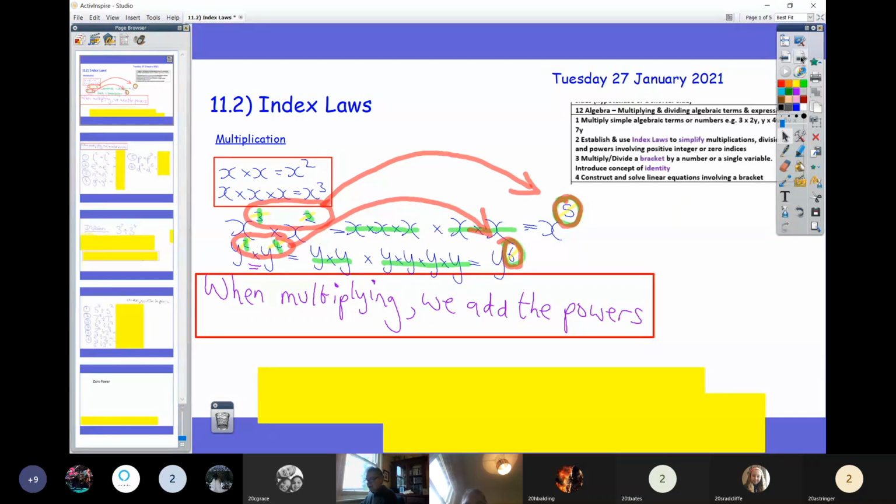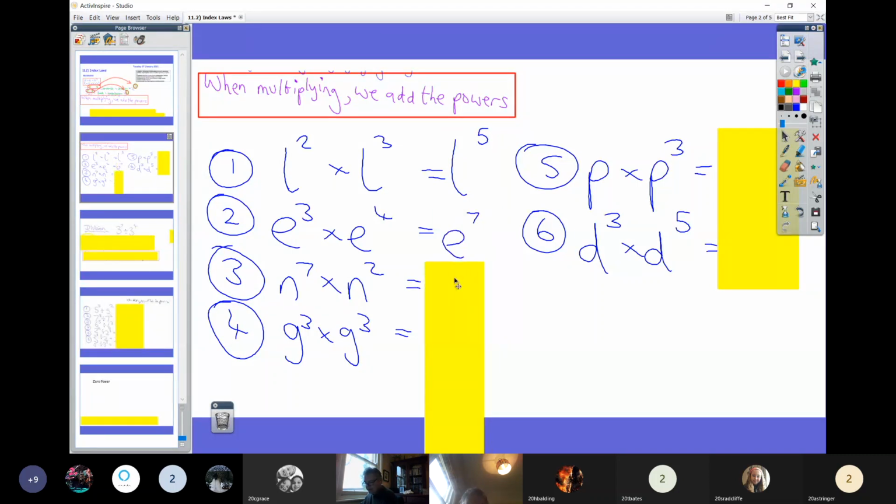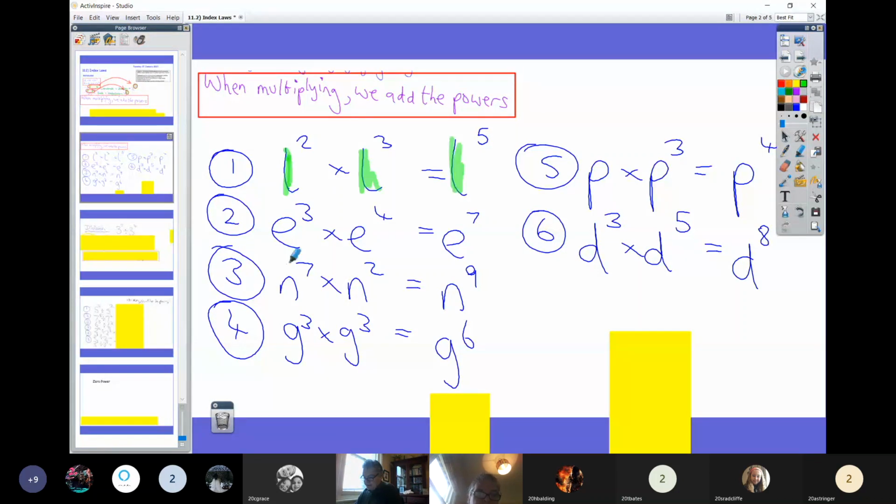I'm not going to give you time to write these down, but with these you're simply going to add the powers together. So L squared times L cubed, 2 and 3 is 5. e to the 3 times e to the 4 is going to be e to the 7. n to the 7 times n squared is n to the 9, and so on. We're just adding the powers. Do note though that with all of these, the big letter is always the same. That's an L, that's an L, and that's an L, or that's an N, that's an N, and that's an N. If these big letters were different, then this law doesn't apply.